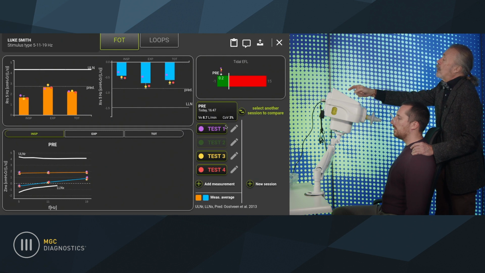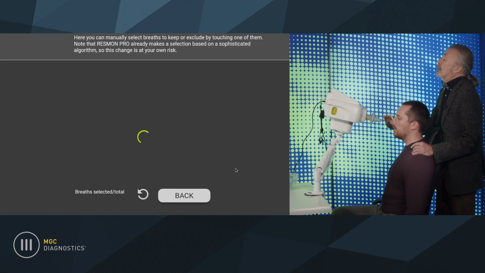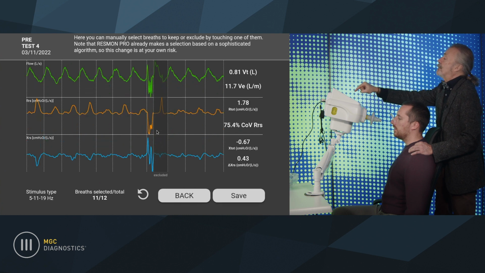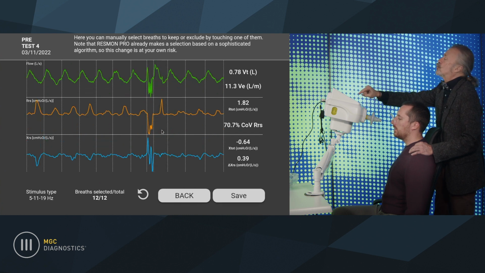And just as a curiosity, we're going to go on test number 4 and hit the little pencil here, and we're going to see a nice interesting feature of this system, which is showing us the last test that was performed, and you can see very clearly the excluded breaths, which were the breaths where the patient had coughed. So if we readmit manually those breaths, look at what happened to the coefficient of variation. It goes well outside the acceptable range.